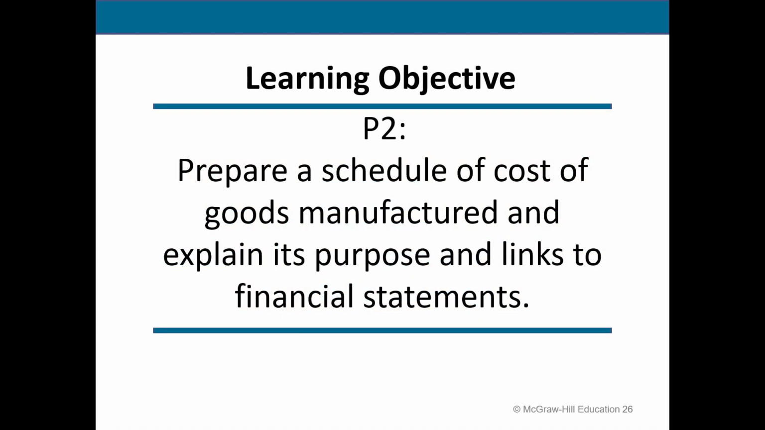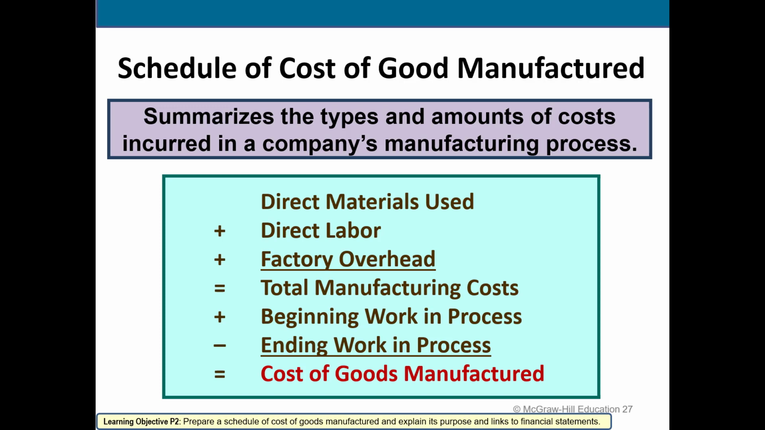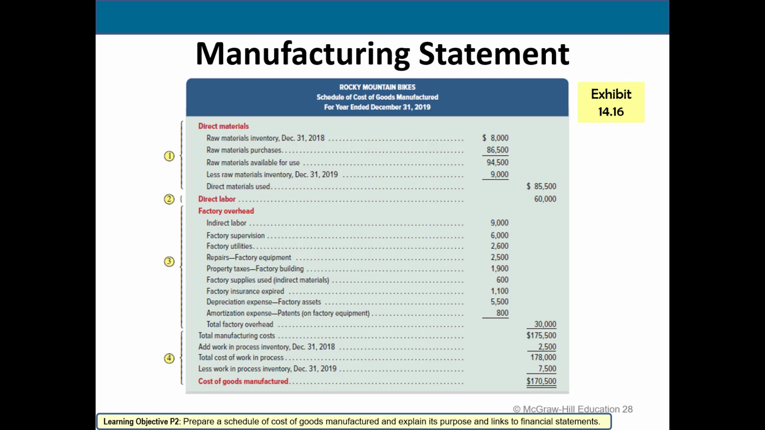Now we will look at a schedule of cost of goods manufactured. So we will have our 3 manufacturing costs: direct materials, direct labor, factory overhead. We would add our beginning work in process, subtract the ending to get the cost of goods manufactured. So this is the manufacturing statement for Rocky Mountain Bikes. You'll see the 3 sections I just mentioned. And this is a breakdown.